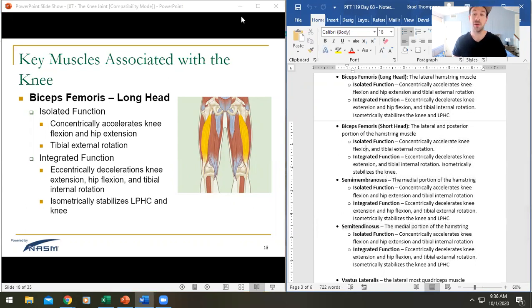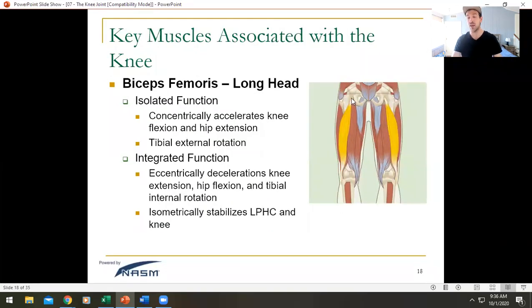Okay, so the biceps femoris long head is going to run from all the way up here on your pelvis, and it's going to run down and insert right here onto that fibula. So that's important to remember. That's your fibula right there, not your tibia, okay? And that's why this is associated with rotary movements. So it concentrically accelerates knee flexion, hip extension, and tibial external rotation. So this muscle's got 3 jobs, right? And again, anytime we see a muscle with multiple jobs, it often is overactive.